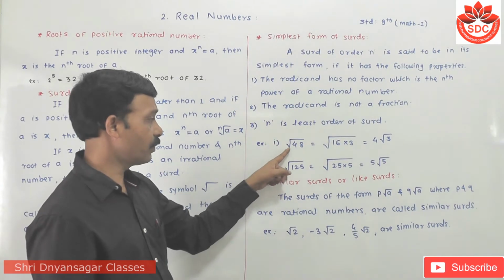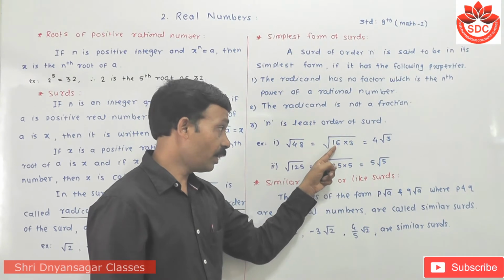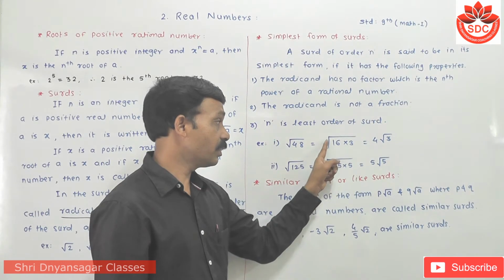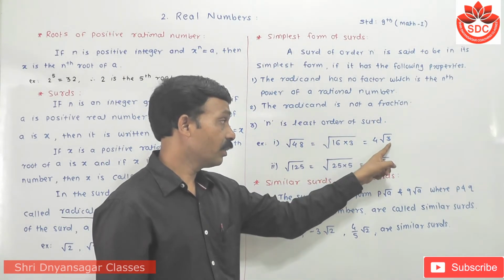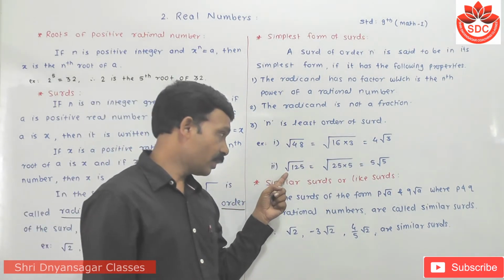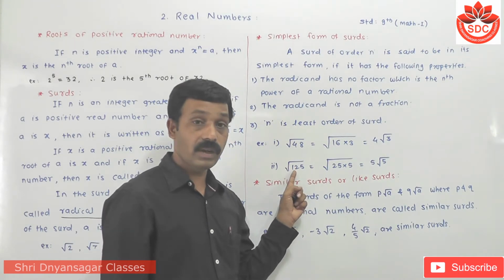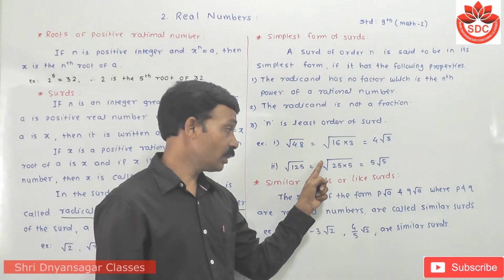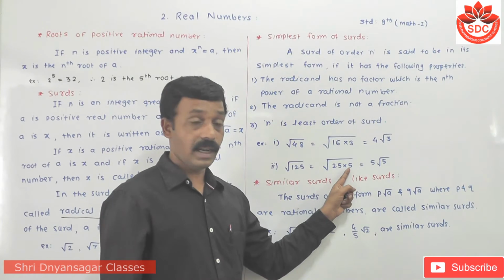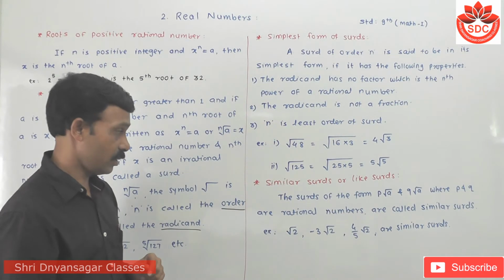For example, the first one is root of 48. We have to factorize this 48 as 16 into 3. Because the order is 2, we find the square root of 16, which is 4, with the radical sign here and root 3 as it is. We cannot further factorize this. Then we also take this one, 125. 125 is 25 into 5. Here the order is 2, so taking the square root of 25 gives 5. Then we cannot factorize this 5, so it stays under the radical sign. This is the simplest form of the surd.